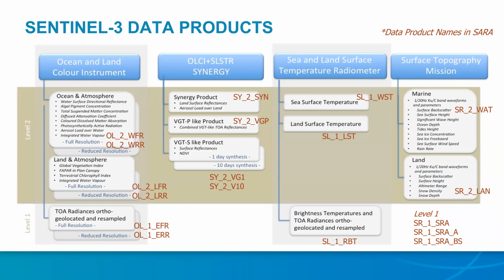So OLCI provides level 1 top of atmosphere radiance data, and then it provides level 2 land and atmosphere data, including things like a global vegetation index, terrestrial chlorophyll index, and water vapor data, as well as level 2 ocean and atmosphere data, including algal pigment concentration, total suspended matter concentration, and aerosol load over water.